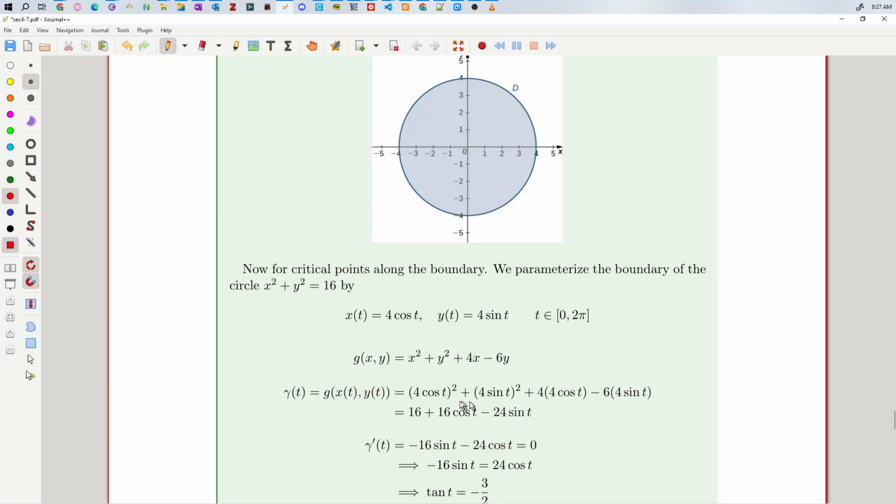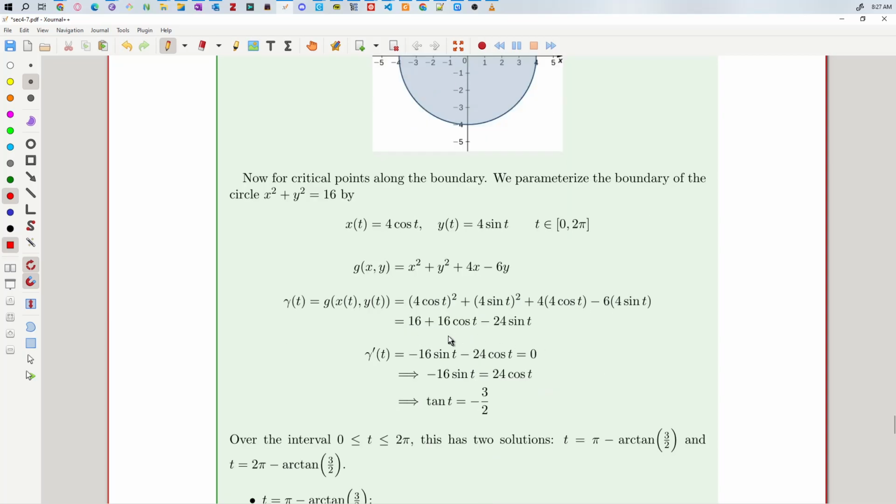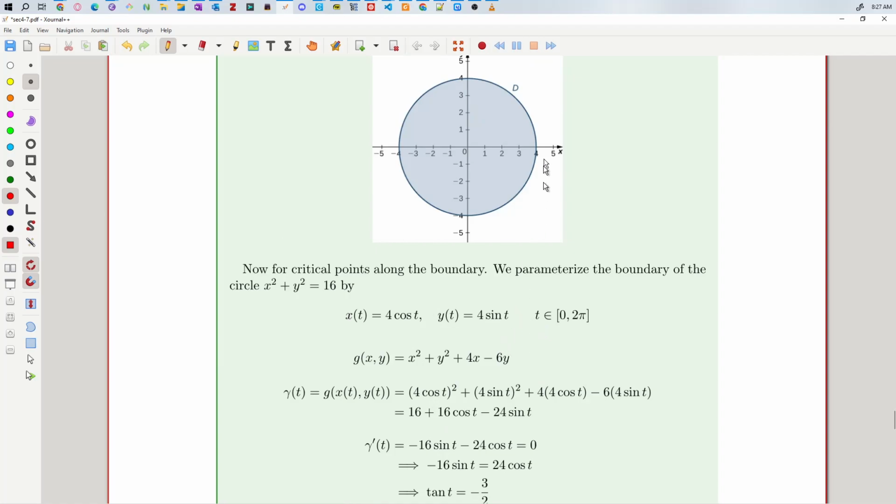You see that sine squared and cosine squared will combine. There's a 16 in front of both of them, so you end up with 16 times 1. And then these other terms are just those. And so that is the function restricted to the boundary. The function restricted to the boundary just looks like this function of one variable.